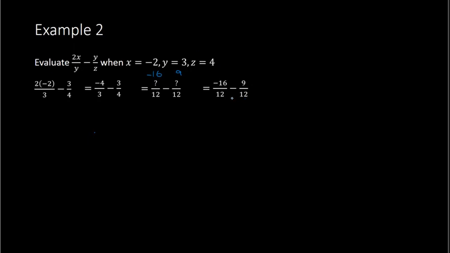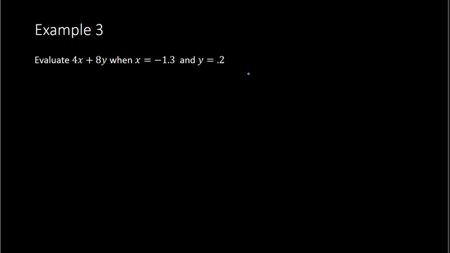And now we have a common denominator of 12, so I can simply subtract the numerators. -16 minus 9 would give me -25, and that is over 12. So my solution is -25/12.